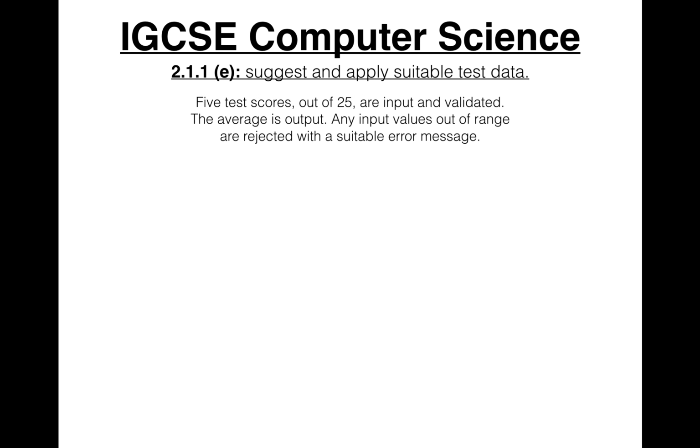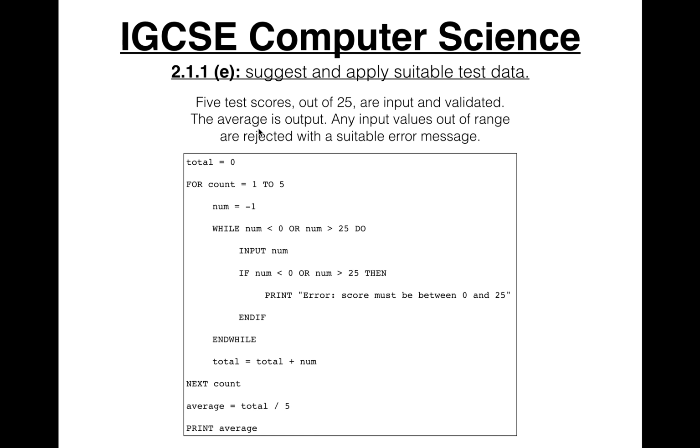So we're given a scenario. 5 test scores, and each test score is out of 25 marks, are input and validated. The average is output. Any input values out of range are rejected with a suitable error message. So an algorithm could be something like this.